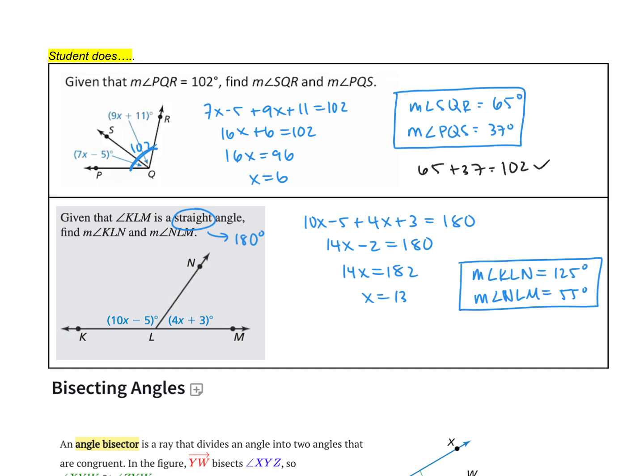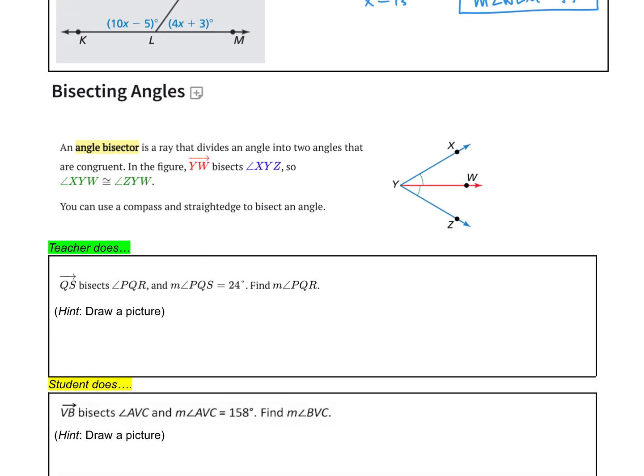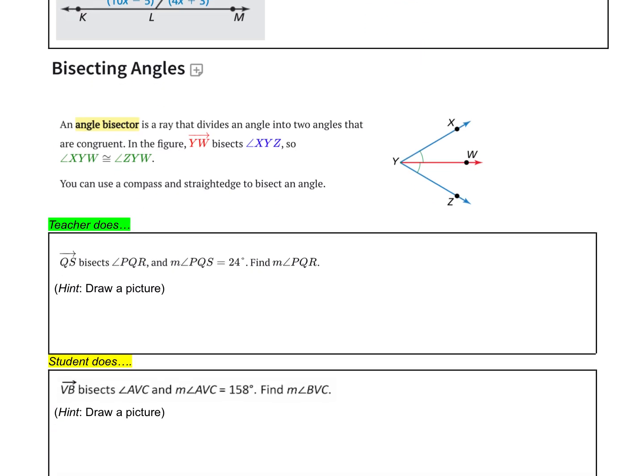Okay, we're going to go over one more thing and then we will take a break. Do you all have any questions for me before we talk about the last thing I want to talk about? No? Okay, before we even look, bisect. What does bisect mean? Cut in half. Okay, let's write that down because we've seen that word a whole bunch of times. To bisect just means to cut in half.